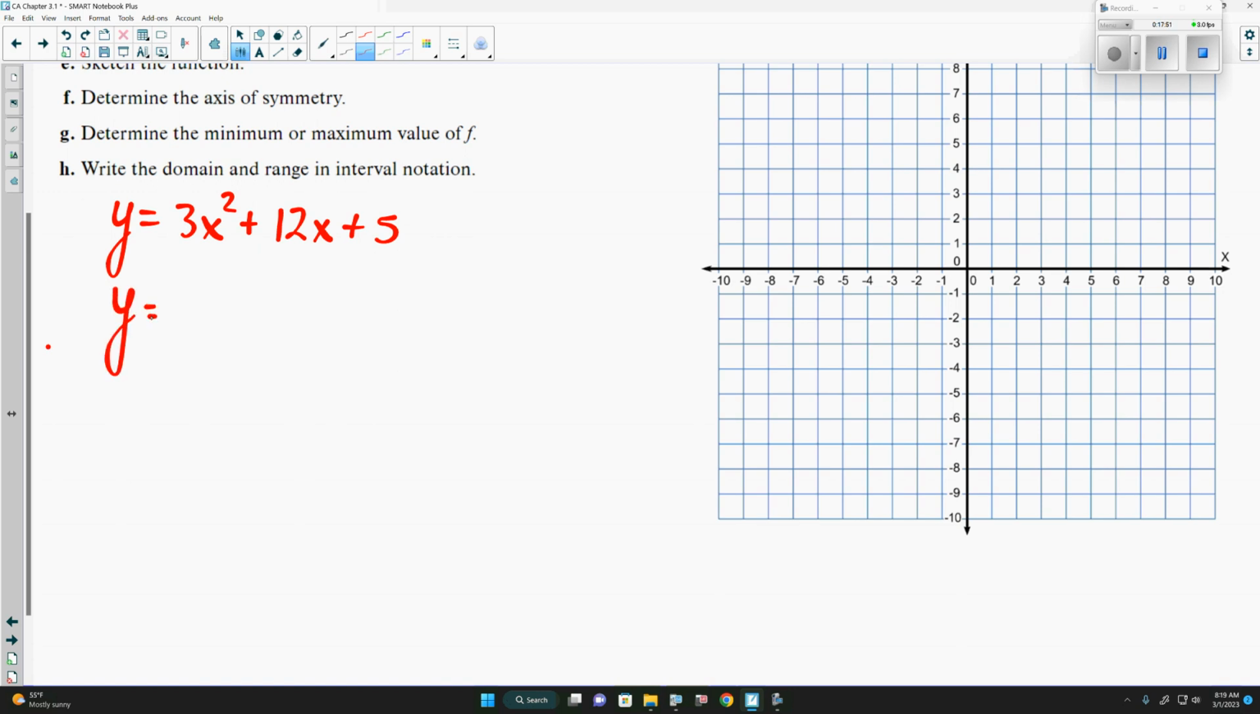Because we're going to have to do something that we did with circles. We're going to have to complete the square. Because to have it as a set of parentheses squared means it's a perfect square trinomial. The first thing we'll do with that is factor a 3 out of both 3x squared and 12x, which gives us x squared plus 4x.